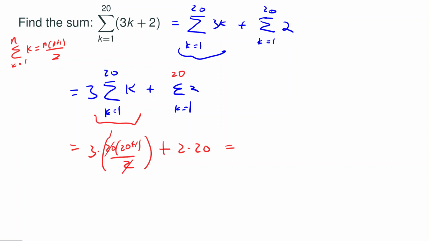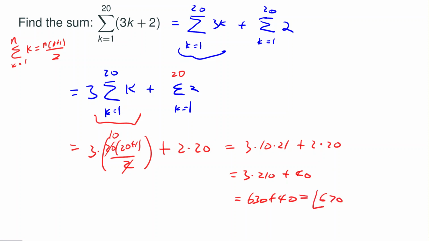So let's simplify this. This simplifies to 10. So I have 3 times 10 times 21 plus 2 times 20. This is 3 times 210, which is 630, plus 40, which gives us 670 as the sum.